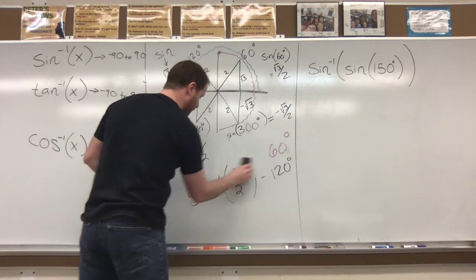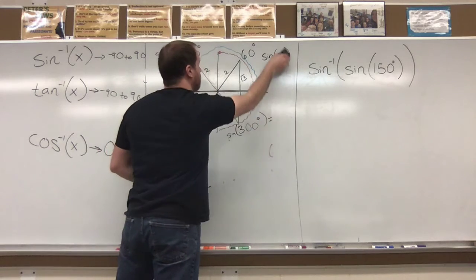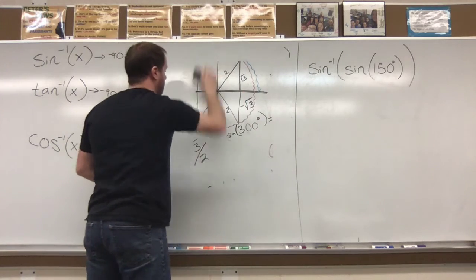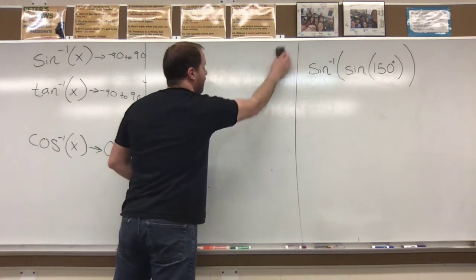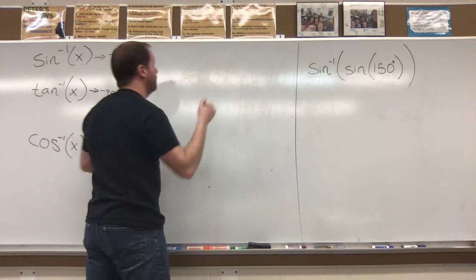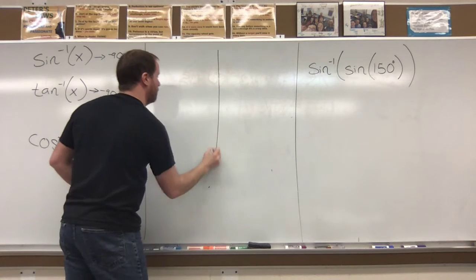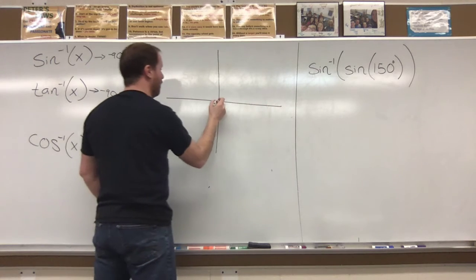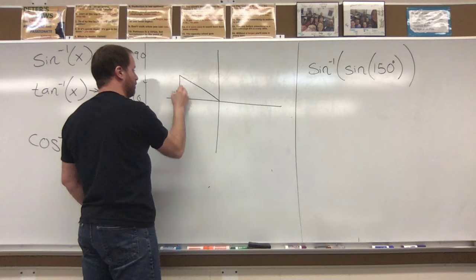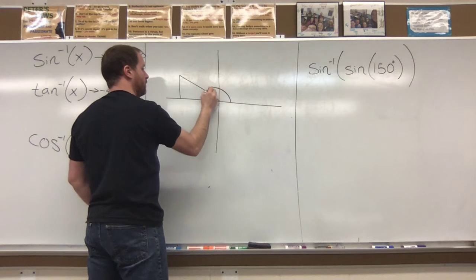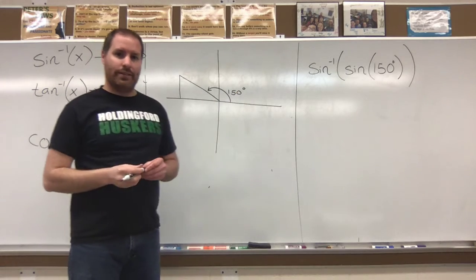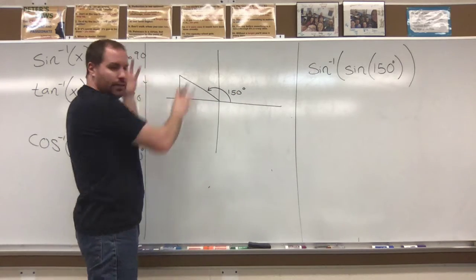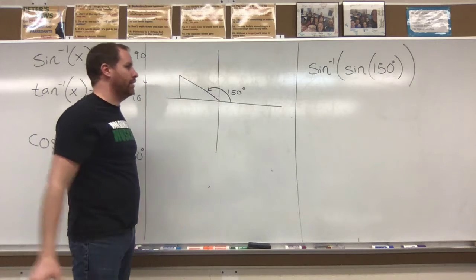So I'm going to erase this so we can get a better picture going on. Okay. So for 150 degrees, we'd have our axis here, and 150 degrees exists over here. That's where it exists. I don't really care, we could fill it in. I get it, it's a 30, 60, 90 triangle.